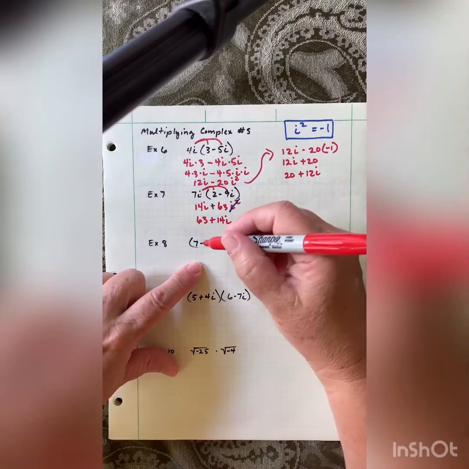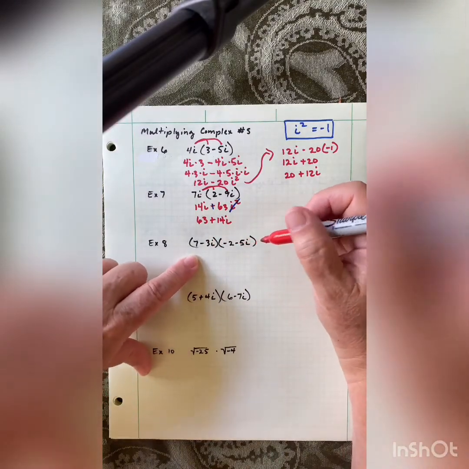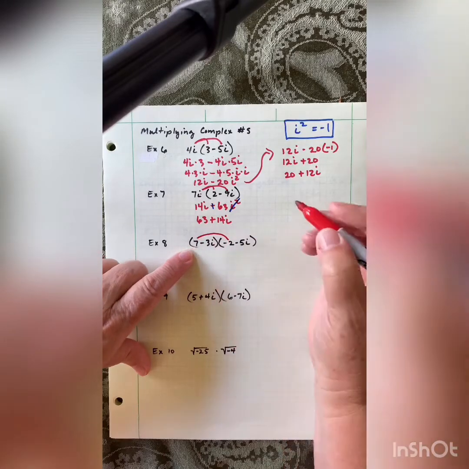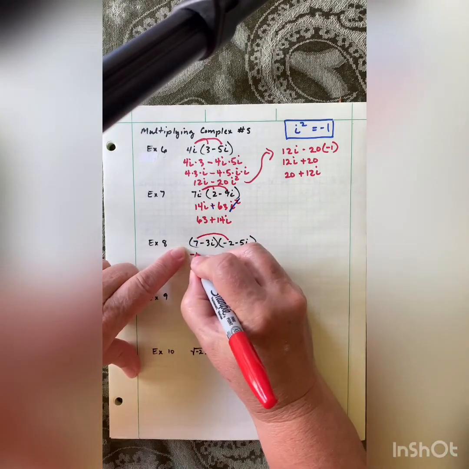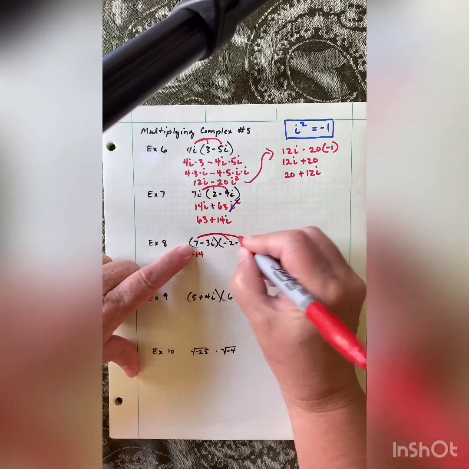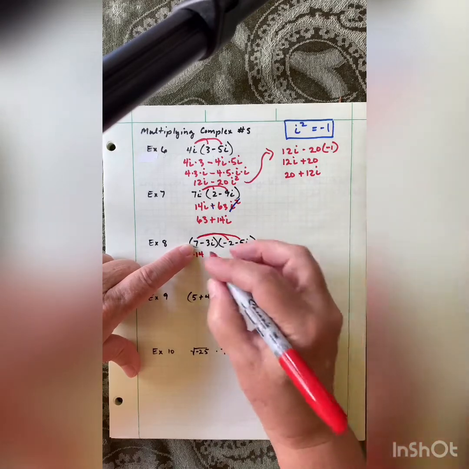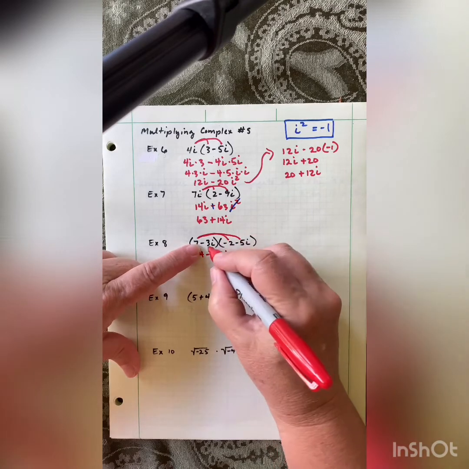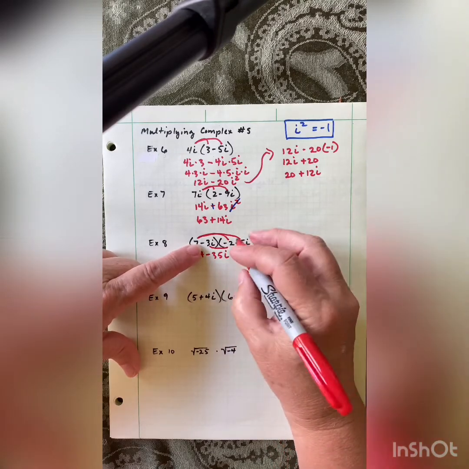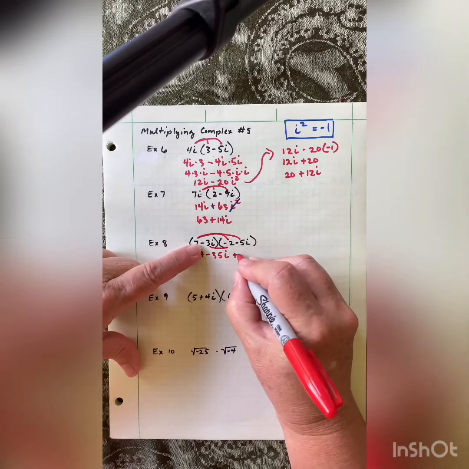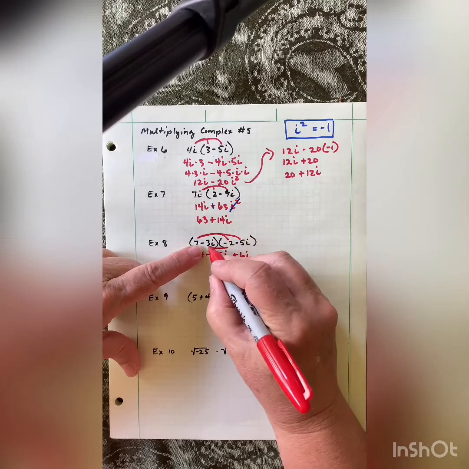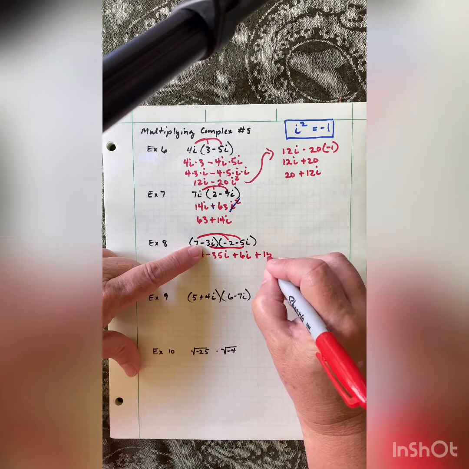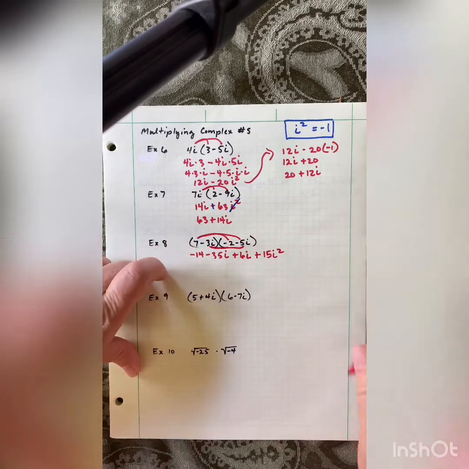Next one, binomial times a binomial. All right, so let's do this here. 7 times a -2 gives me a -14. 7 times a -5i is going to give me a -35i. -3i times a -2 is going to give me a positive 6i. And a -3i times the -5i is going to give me a positive 15i squared.